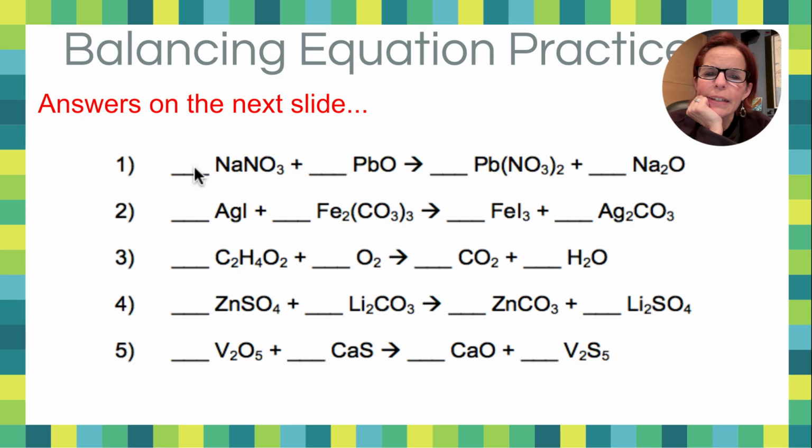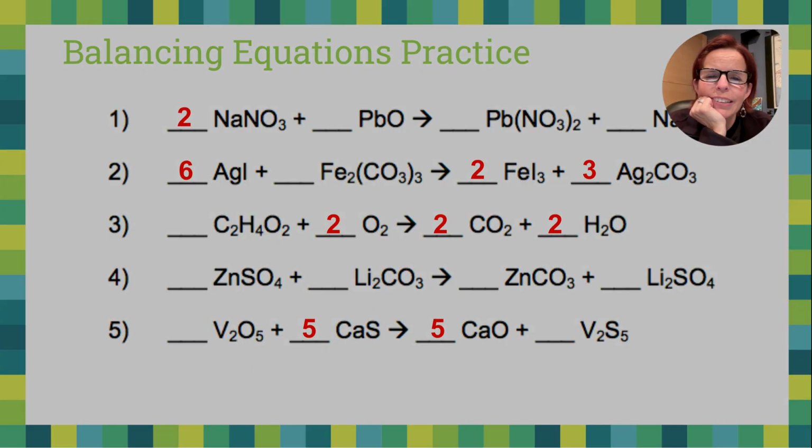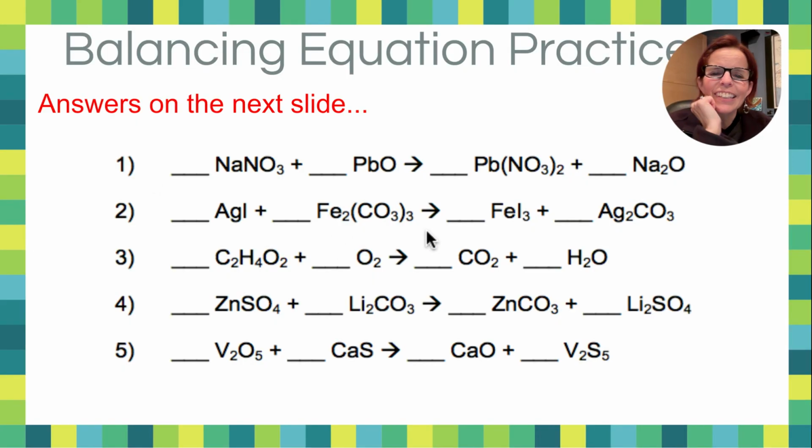If I put a 2 right there, that means I have 2 sodiums on the left. Oh, and look, 2 sodiums on the right. I have one lead and one oxygen. Oh, I think that's balanced. Let's double check. Sure enough. All right, let's take a look at the next one.